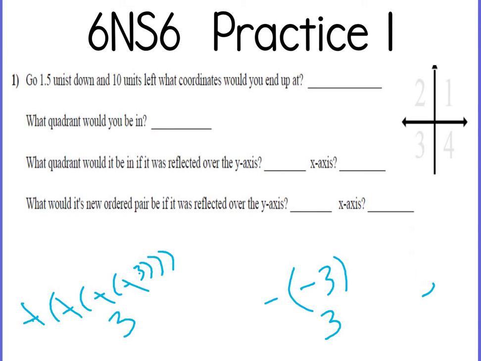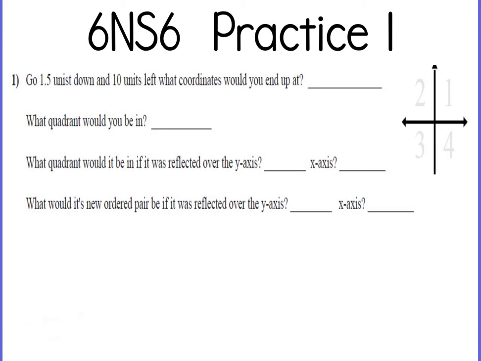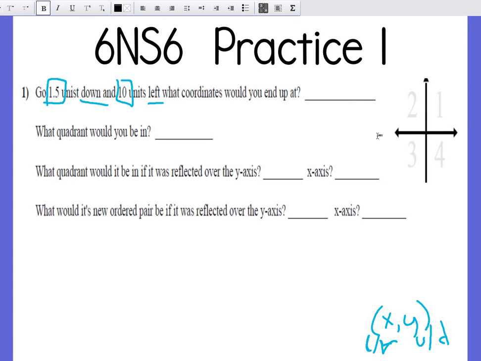Now, when we're talking about how to plot, when we're given the direction in words, you need to remember that the ordered pair is always written as x, comma, y. And x tells us which way to go left and right, and y tells us which way to go up and down. So here I want to go 1.5 units down and 10 units left. So what this tells me is that both numbers are going to be negative, because going left on the number line makes it negative and going down on the number line makes it negative.